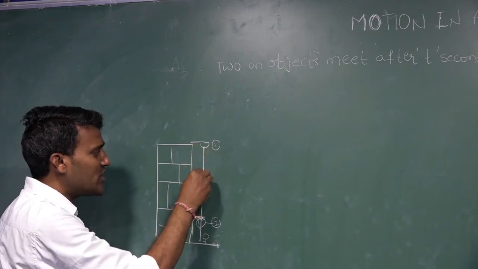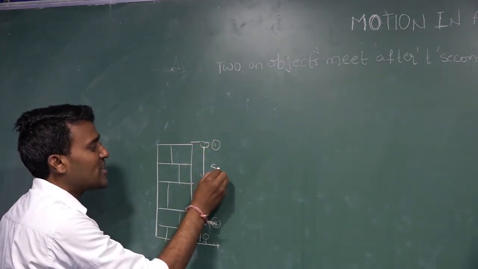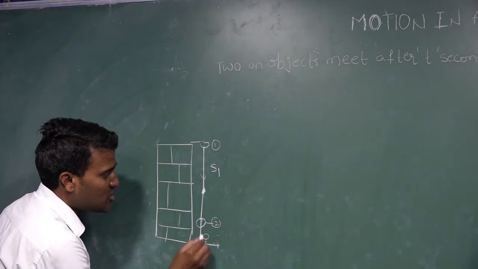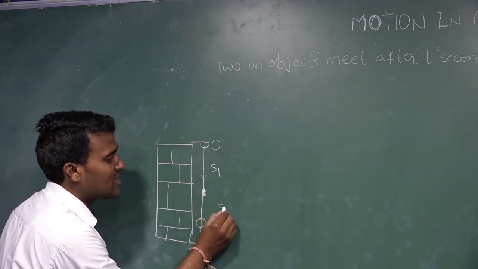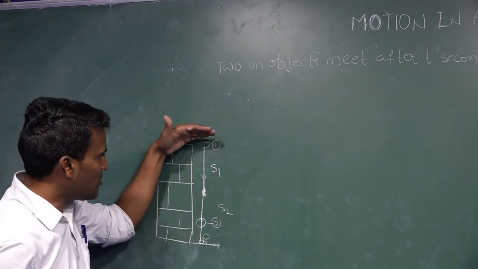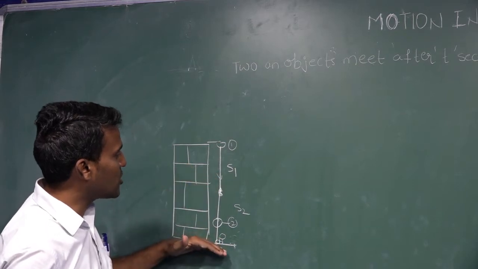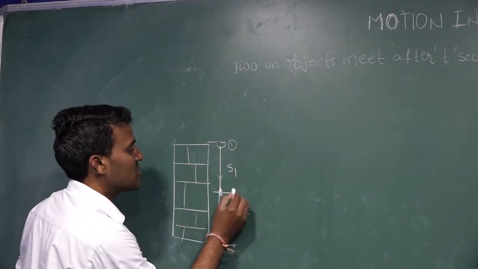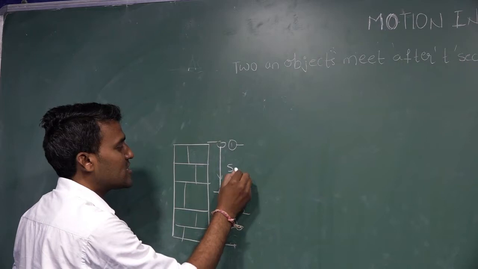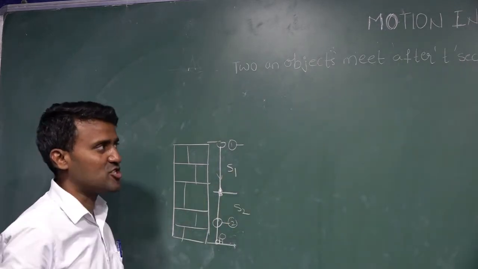Now from here to here, the distance I am writing as S1, and from here to here the distance I am writing as S2. From the top to here and from the bottom to here, these are the distances. From here to here it is S1, from here to here it is S2.